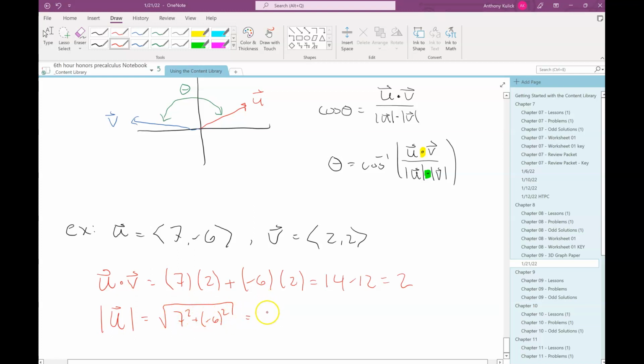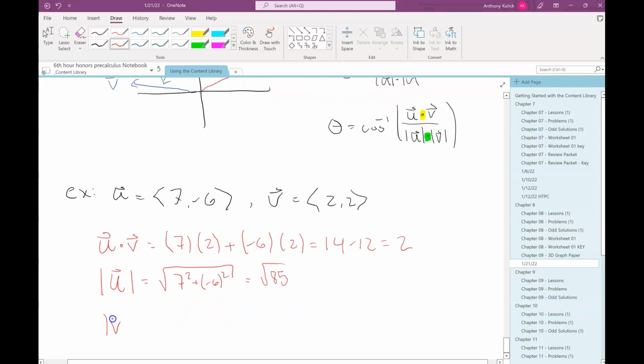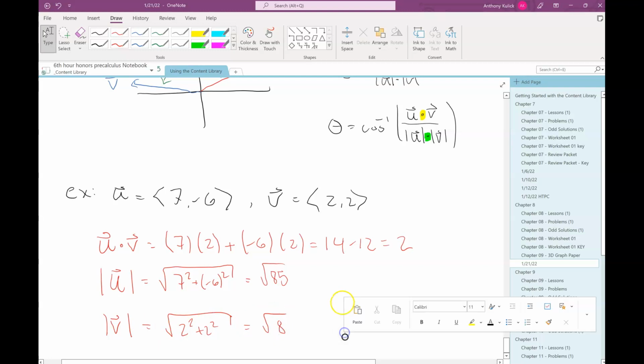42 plus 36 is 78. No. That's 49. Jeepers creepers, Mr. Gulick. Plus 36, so that's going to be 85, or square root 85, I guess I should say. And then square root of 2 squared plus 2 squared is square root 8.